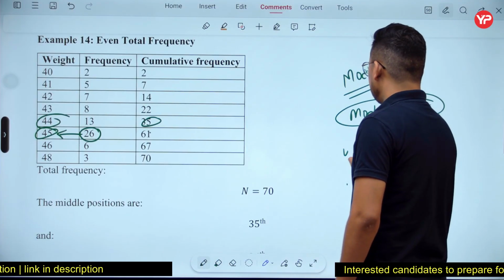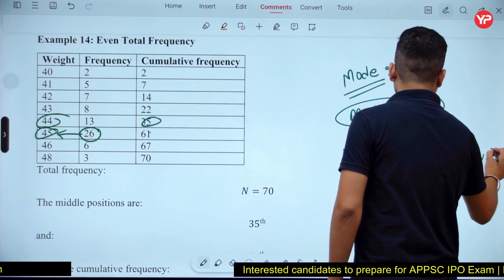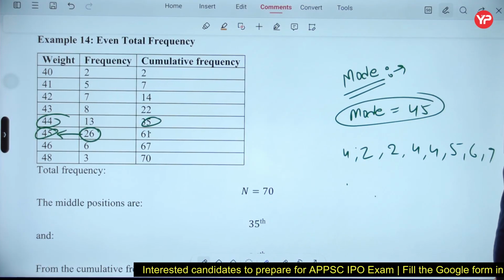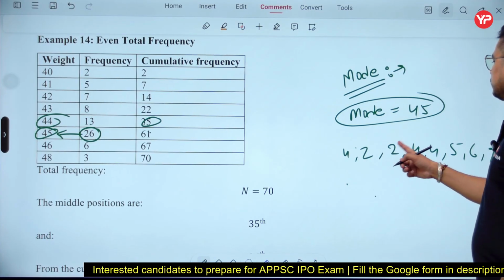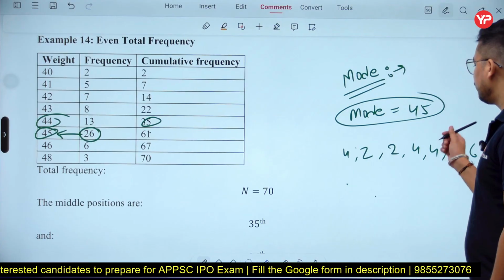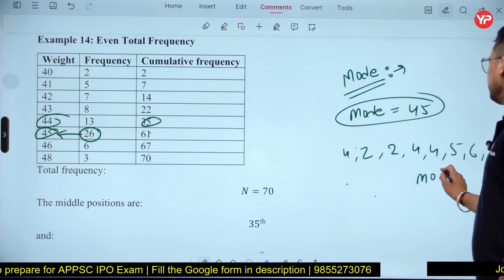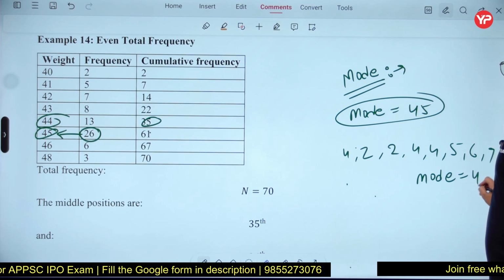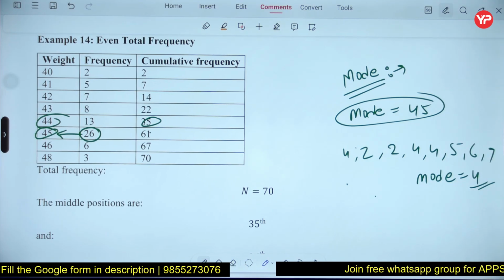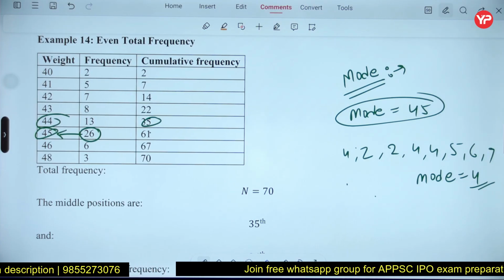Now if I give you 4, 2, 2, 4, 4, 5, 6, 9, inside this data which value is repeating more times? The 4 is repeating 3 times, 2 is repeating 2 times, 5, 6 and 9 repeat only once. It means 4 is the most frequently repeating value, so its mode is 4. The value which is repeating most frequently inside the given data is known as the mode.